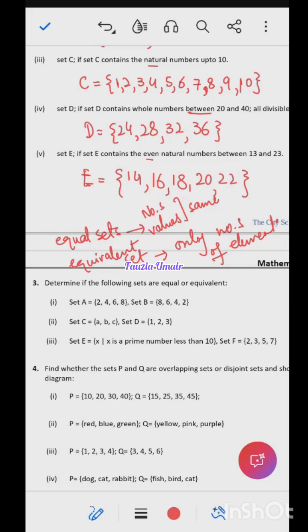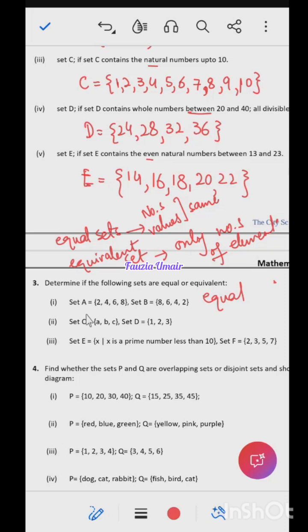Let's say, Abrish, you can tell me. What about set A and B? Are they equal or equivalent? Ma'am, they are equal. The number of elements are 4 and they're all same. यहाँ पे भी 2 4 6 8 है, यहाँ पर भी 2 4 6 8. So set A and B are equal sets.